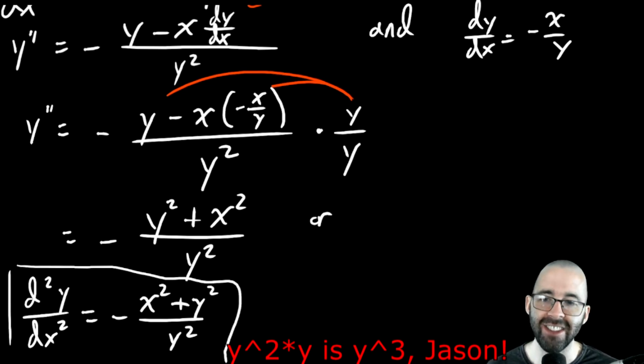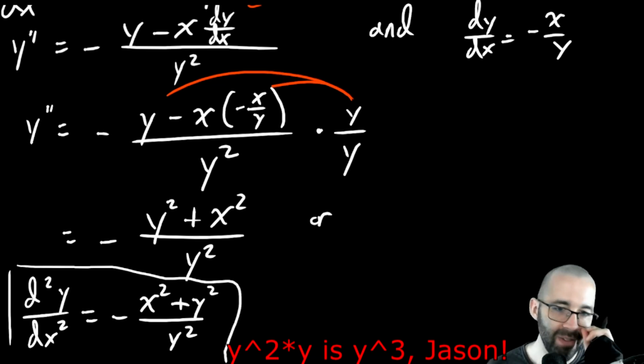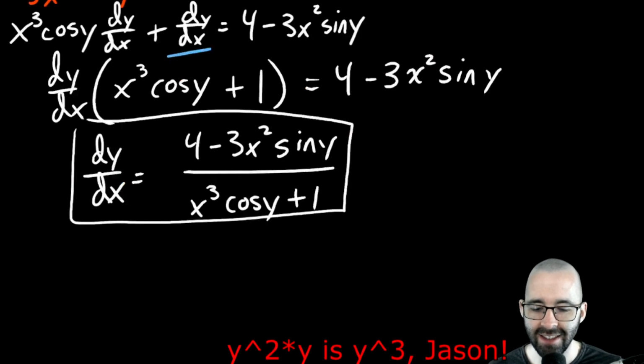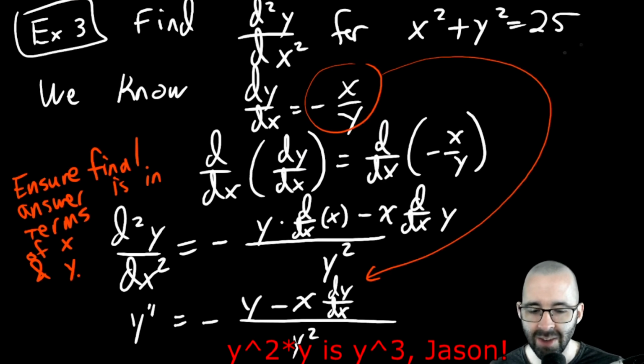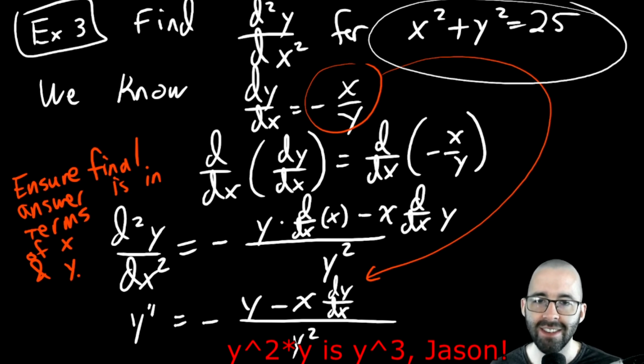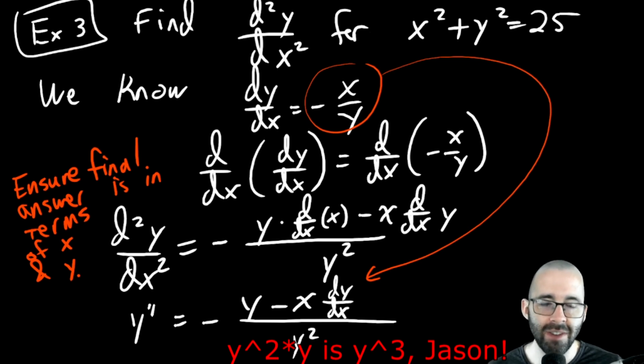A way nicer answer that I don't expect you to see. But look at the numerator. The numerator is x squared plus y squared. What do we know about x squared plus y squared? For this relation, x squared plus y squared is always equal to 25. That's our function. It's not a function. That's our relation. That's our circle. Anything on the circle, which is what we're talking about, has x squared plus y squared equals 25.